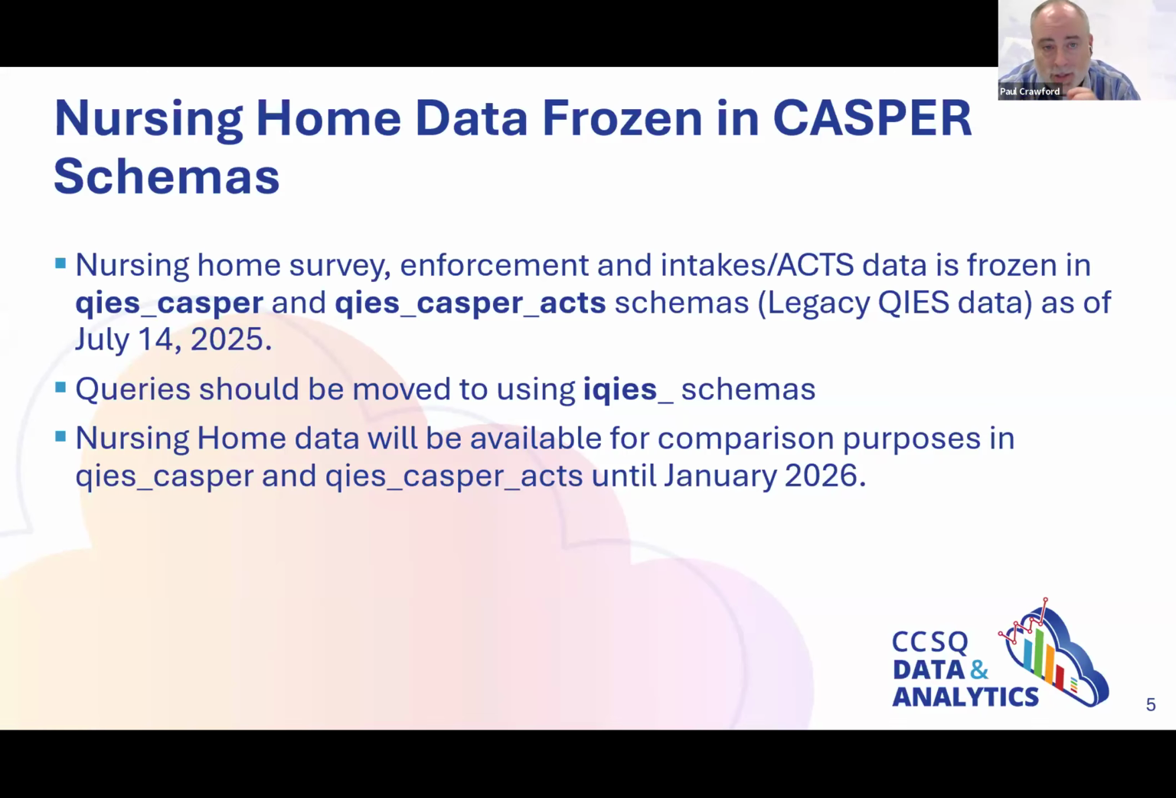So you may see some slight changes, but you should stop using anything from Keys Casper and Keys Casper Acts if you're querying nursing home providers, as that data will no longer be accurate and will not have anything post July 14, 2025. You should look to start rewriting queries in the iKeys underscore schemas. We'll walk through those here in a moment, what data is where. The data is not organized in the same way, so it will take some time to rewrite your queries.